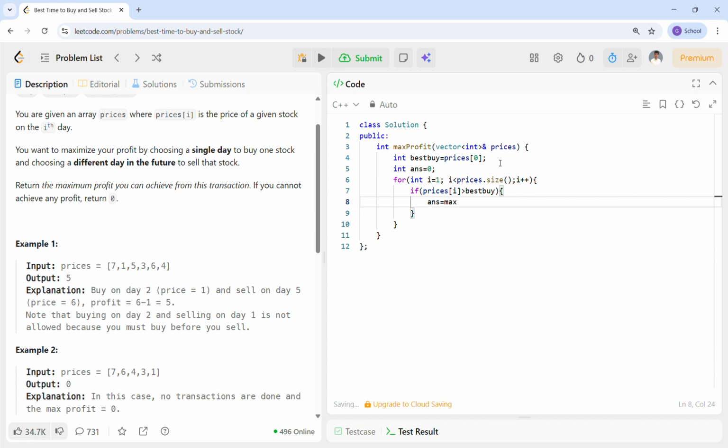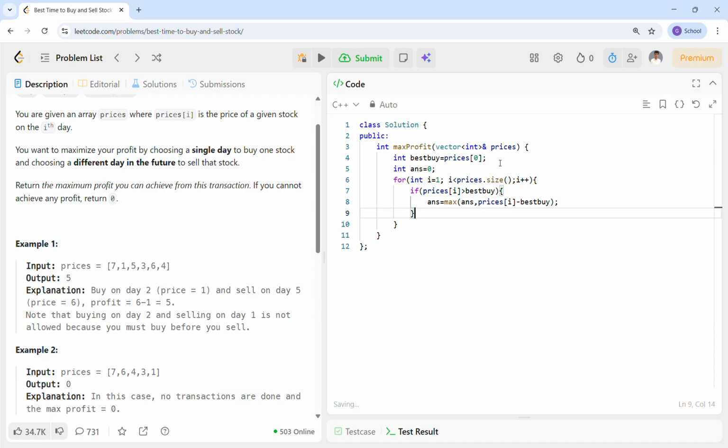Like if I buy at 1 and sell at 5, at that moment I might have a profit, and I'll store it in the answer. And how will I store it? I will just subtract the best buy from the price at which I'm selling it, the price I'm selling at minus the best buy I bought at.